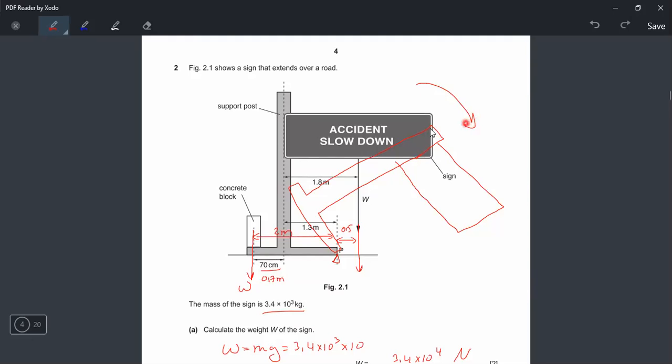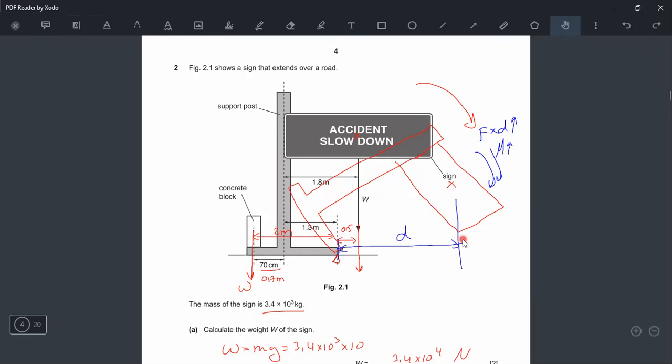As it rotates to the right, the center of mass of the sign also shifts to the right, which increases the distance between the center of mass of the signpost and the pivot. And if this distance increases, what happens to the magnitude of that moment? It also increases, because remember, moment is force times distance. If the distance increases, the moment increases. The force hasn't changed. It's the distance that's increased.